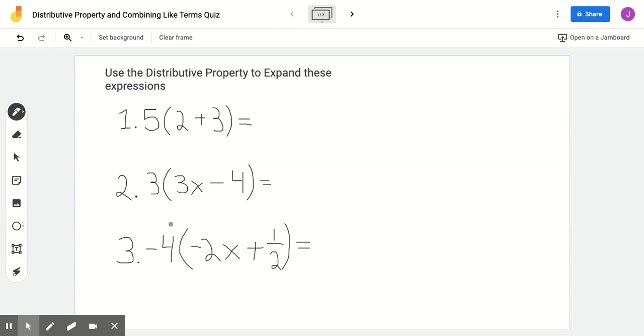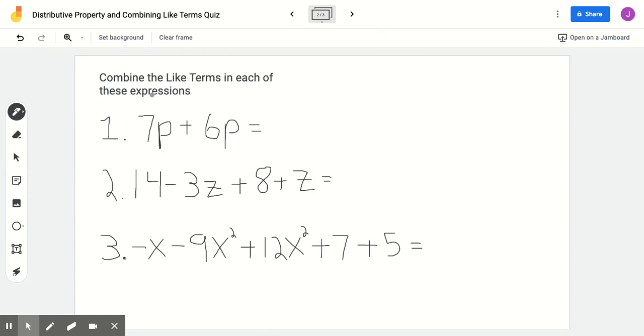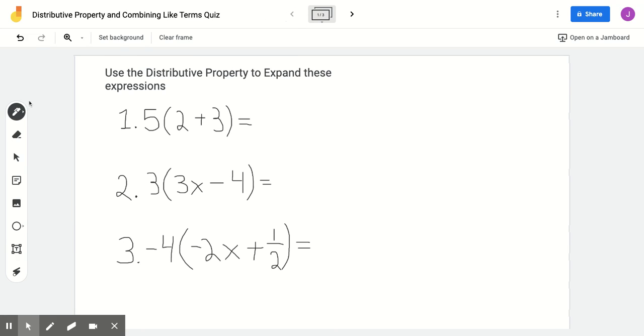How this is going to work is, in the quiz, there are 3 questions that ask you to use the distributive property, and then 3 questions that ask you to combine like terms. We're going to take this question by question in the Ed puzzle. I'm going to read the question out loud. The video is going to pause to provide you time to answer the question. And then afterward, I'm going to show the explanation for how to solve that question and what the correct answer is.